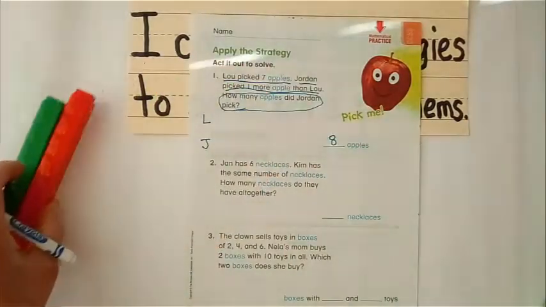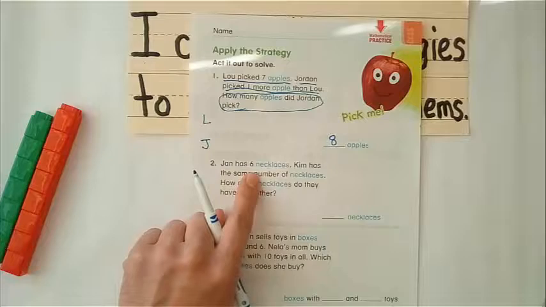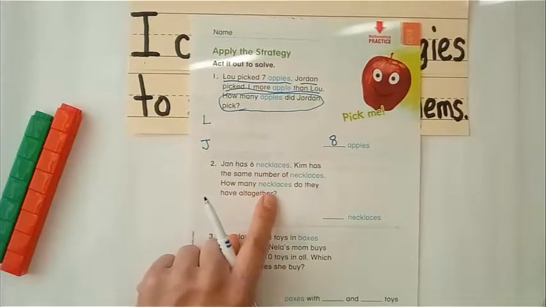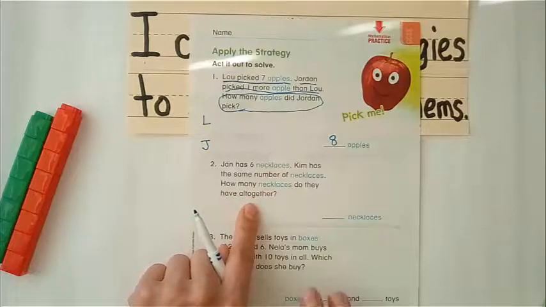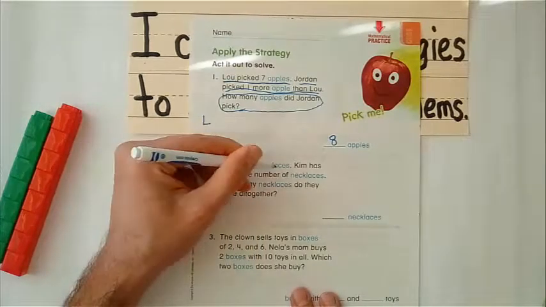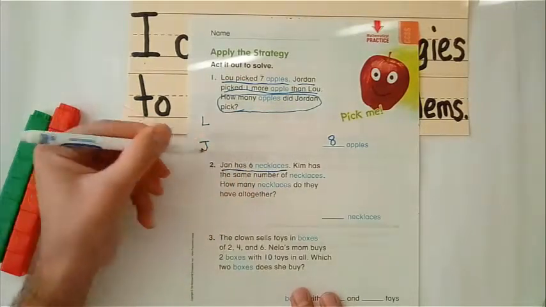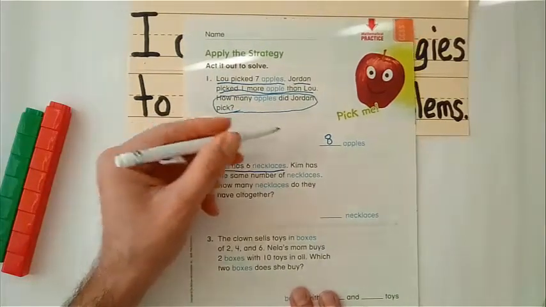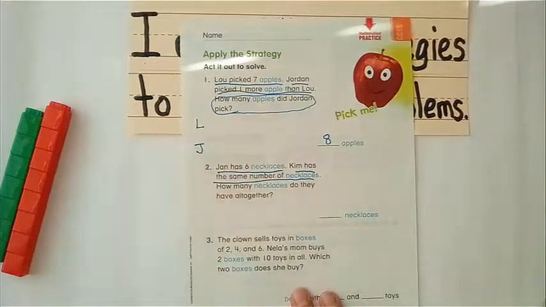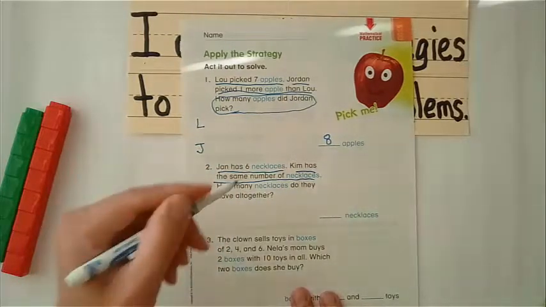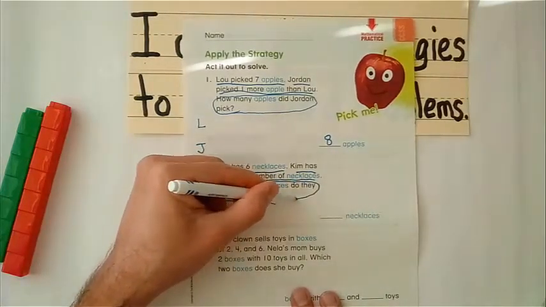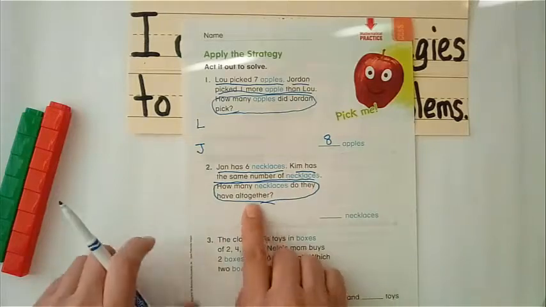Okay, let's do the next one. Jan has 6 necklaces. Kim has the same number of necklaces. How many necklaces do they have all together? Well, let's underline. Jan has 6 necklaces. Kim has the same number of necklaces. Has the same. Okay, how many necklaces do they have all together? That's my question. How much do they have all together?